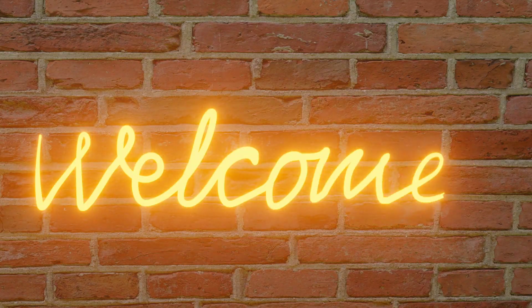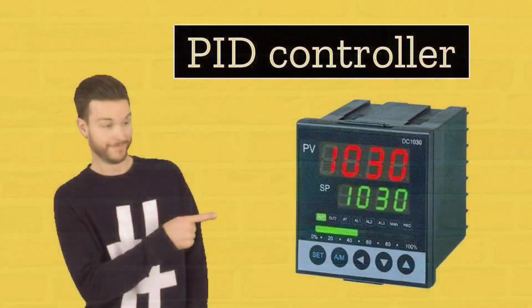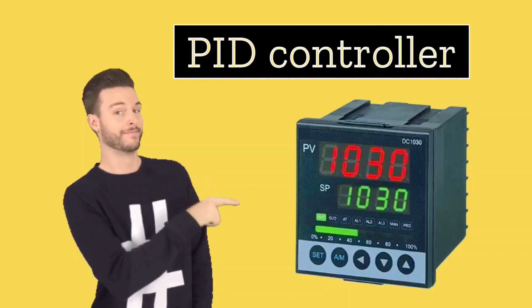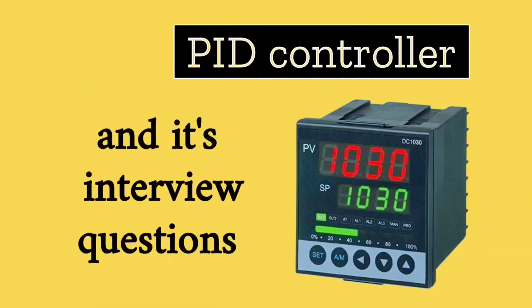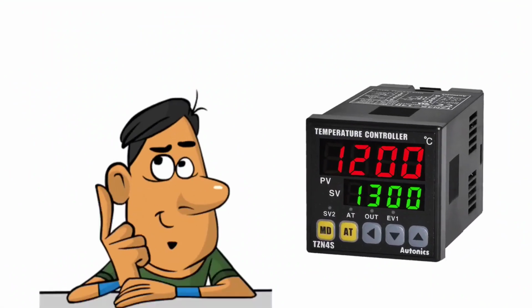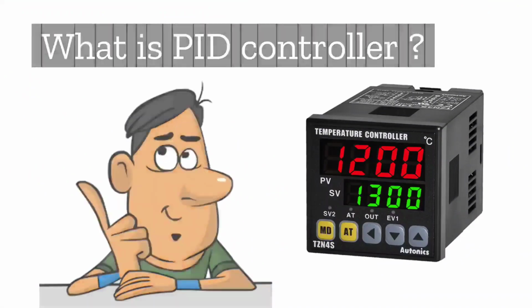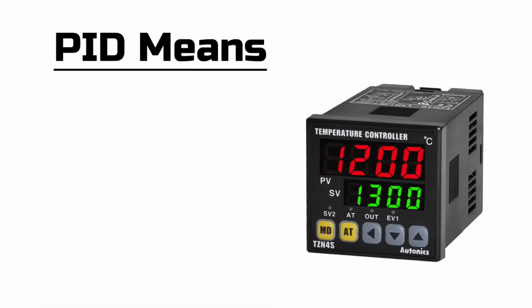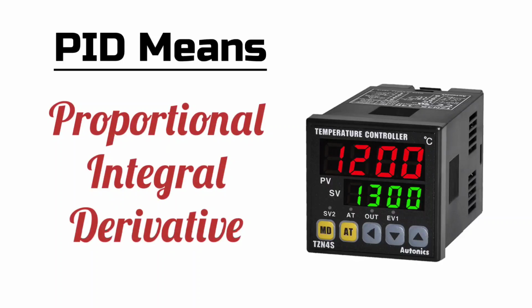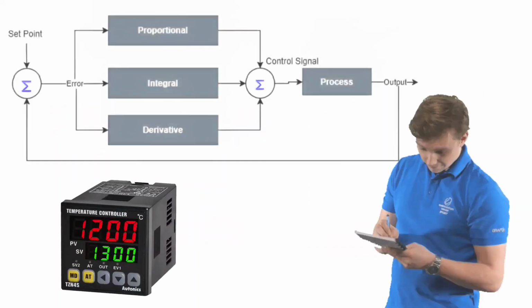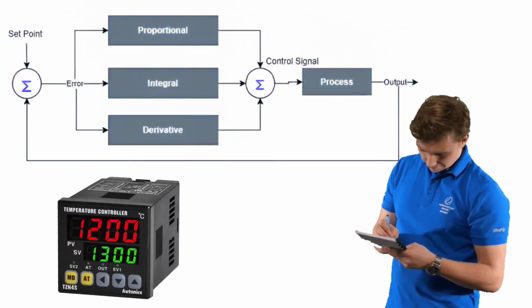Hello friends. Today we will teach you the concept of PID controller. And we will also discuss its interview questions. First of all, we have to understand what is PID controller. PID stands for proportional, integral and derivative. It is a control loop that regulates the process and maintains it at the desired set point.